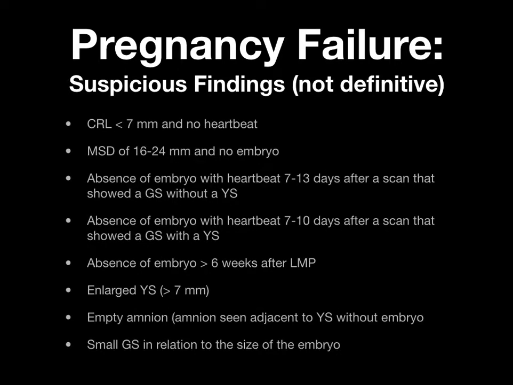The authors are recommending that the suspicious findings for pregnancy failure be the following: crown rump length less than 7 millimeters and no heartbeat, mean sac diameter of 16 to 24 millimeters and no embryo, absence of embryo with heartbeat from 7 to 13 days after a scan that showed a gestational sac without a yolk sac, the absence of an embryo with heartbeat 7 to 10 days after a scan that showed a gestational sac with a yolk sac, absence of embryo greater than 6 weeks after last menstrual period, enlarged yolk sac greater than 7 millimeters, empty amnion, meaning an amnion that's seen adjacent to a yolk sac without embryo, and lastly, a small gestational sac in relation to the size of the embryo.